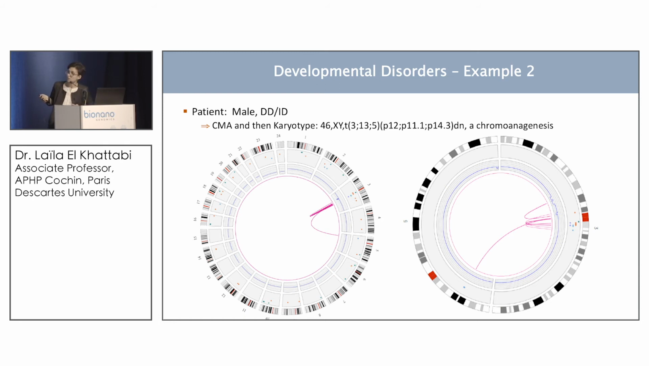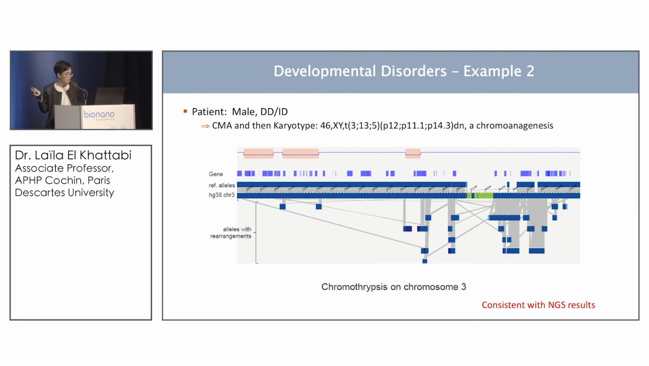On chromosome 3, you can notice that there are multiple events, and in addition to that, you have a translocation event between chromosome 3 and chromosome 5. This is a zoom on these two chromosomes that shows the multiple events on chromosome 3. And this is the map view with all these possible fusion points that match everywhere into chromosome 3, which supports the chromoanagenesis, and this is consistent with NGS results.